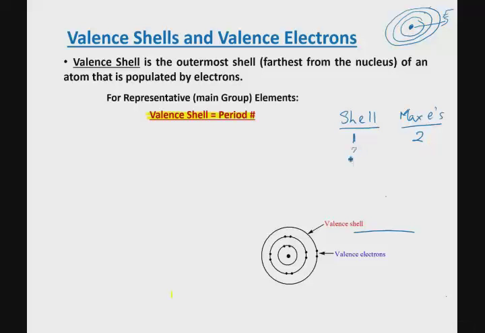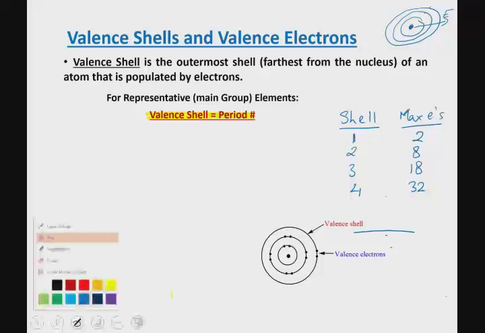The second shell from the nucleus has a capacity to hold a total of 8 electrons. The third shell has a capacity to hold 18. The fourth shell has a capacity to hold 32, so on and so forth. There's a reason behind these numbers, and that is beyond the scope of this class, but you'll talk about it later. But any shell from shell number 3 and above, if that shell happens to be the valence shell, then the capacity for that shell is only 8.